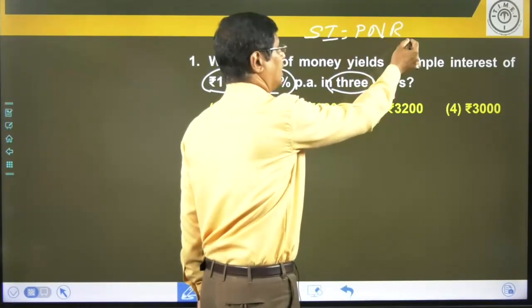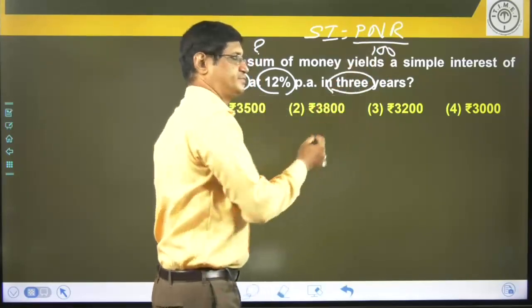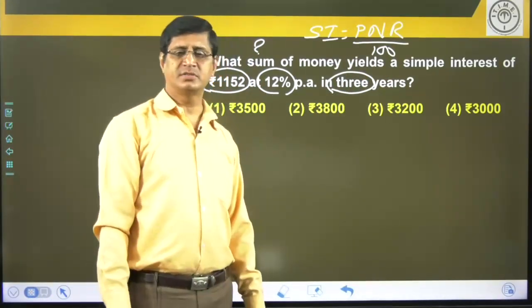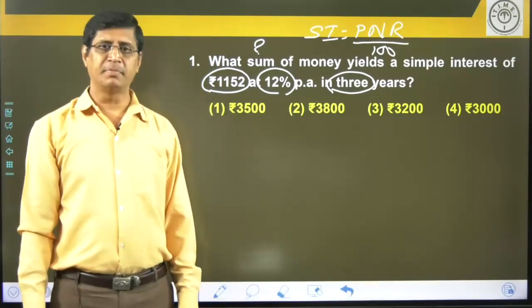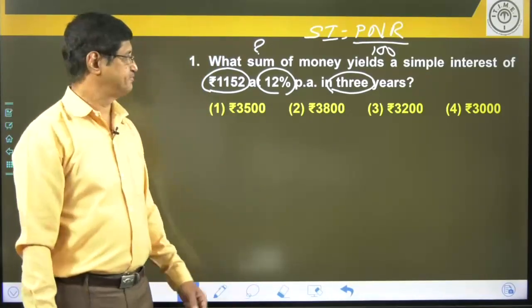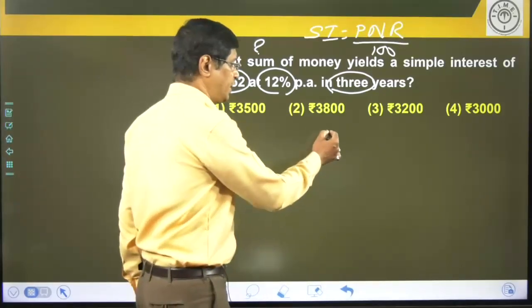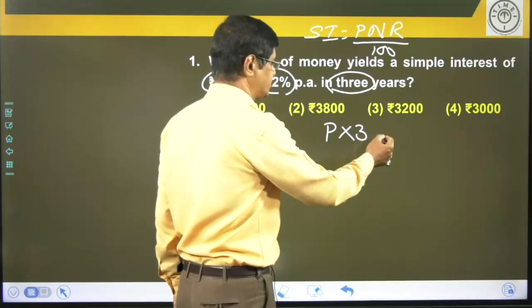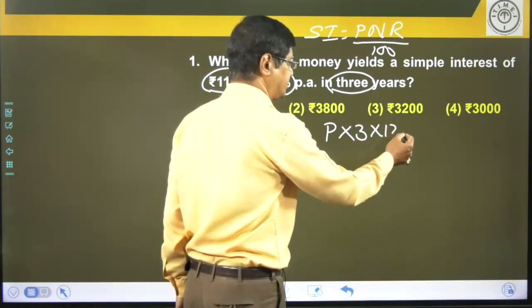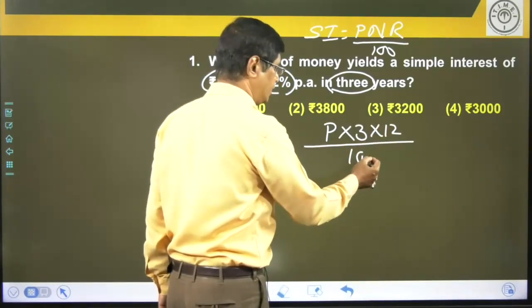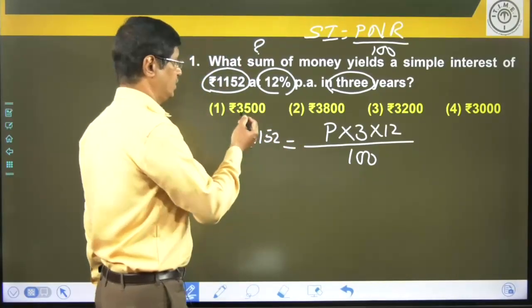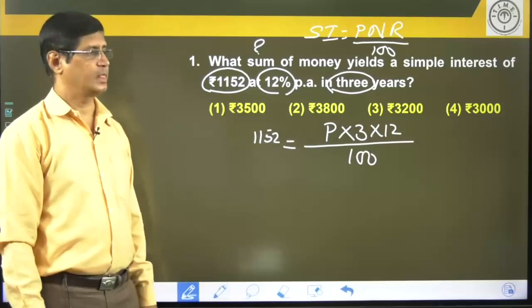PNR by 100. P refers to principal, N number of years, that is the period of time, R implies the rate percent per annum. P is not given, so I am taking P as a principal. N is equal to 3 years, rate of interest is 12% by 100 equal to 1152. That is the simple interest value.